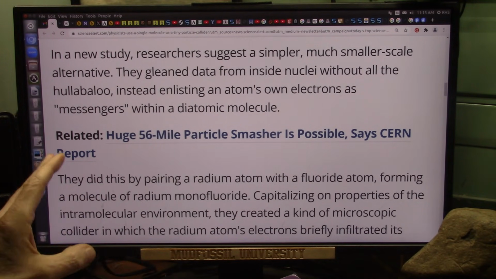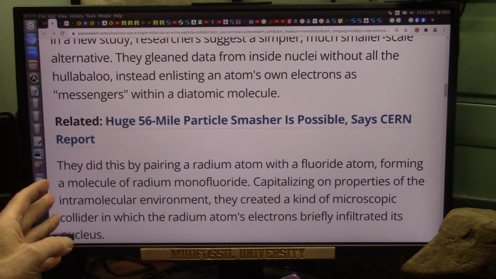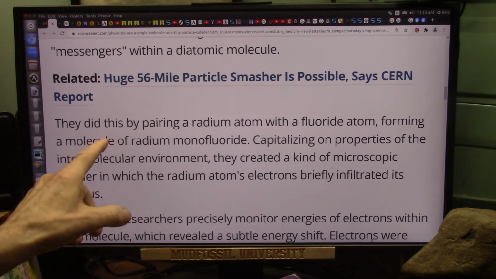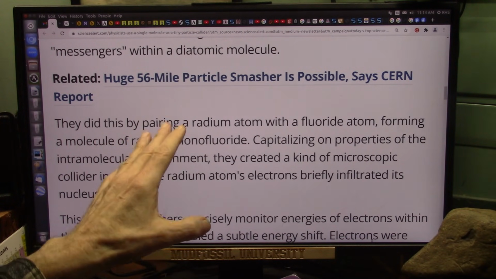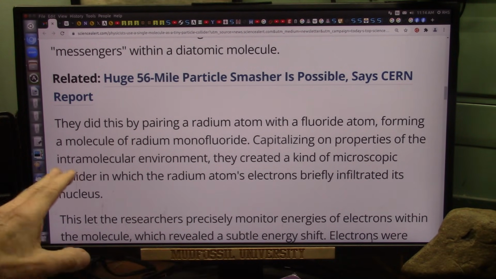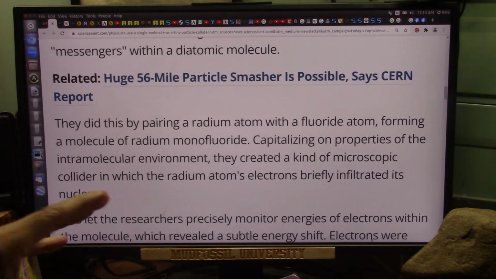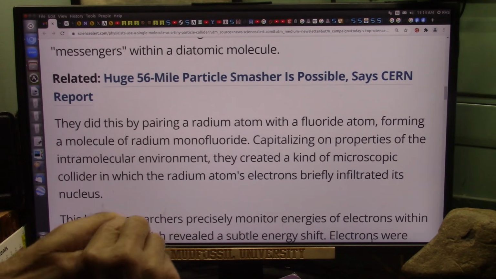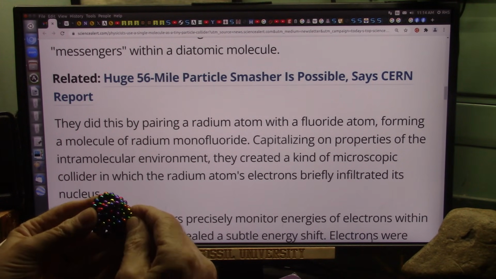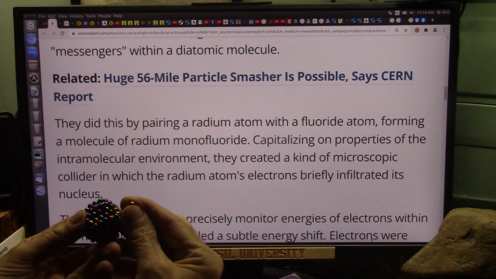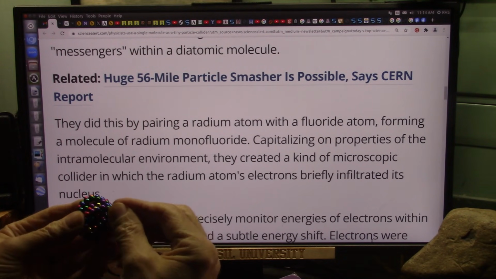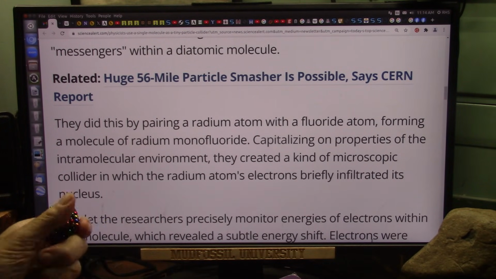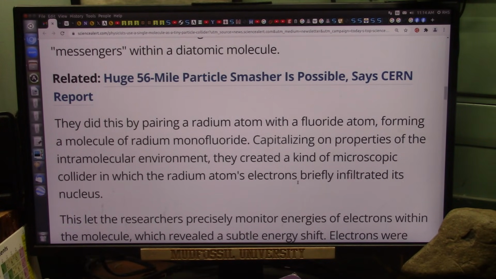I'll explain that in a minute. You don't need this. This is extremely wasteful. Now, what they did was pair a radium atom with a fluoride atom, forming a molecule, radium monofluoride. Just to break it down and make it simple, they were able to see, using CMOS, the particles bouncing in and out of there. Expelling and bouncing back in, basically, is what they were looking for, and they did see it.